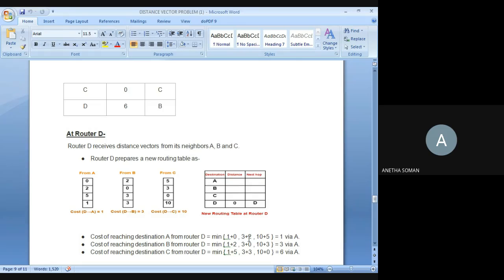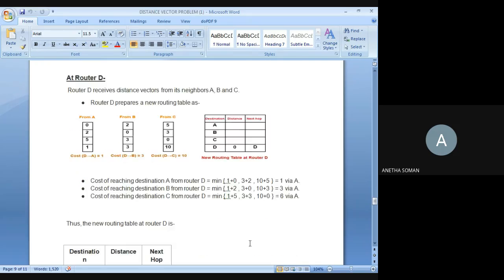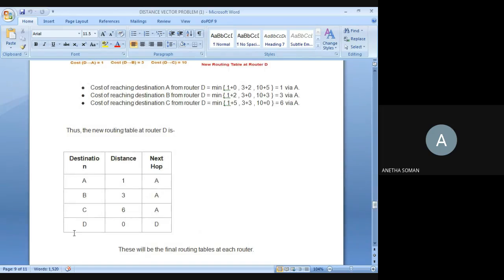Now reaching C from router D. Minimum of 1 plus 5, 3 plus 3, 10 plus 0. So you're getting 6 via A. That also, the shortest distance is via A. So you can write it as 6 via A. So you have got the new routing table A1A, B3A, C6A, and D0D.